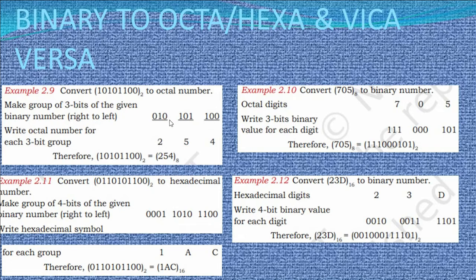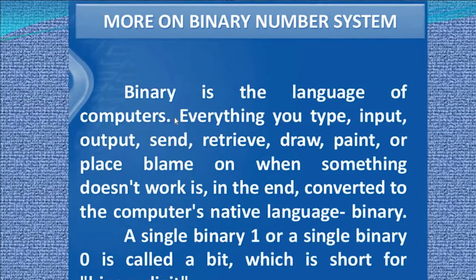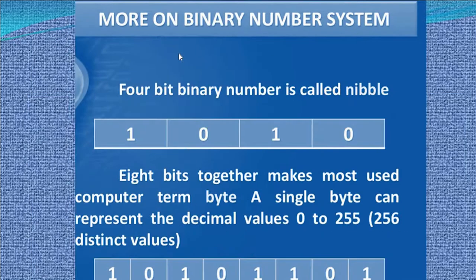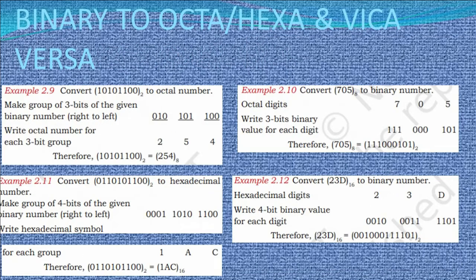Now we go back to the table and check. Let's say we have 010. For 010, we can see that the decimal number is actually 2. So we write 2. Similarly, 101 is 5 and 100 is 4. So the number becomes 254.